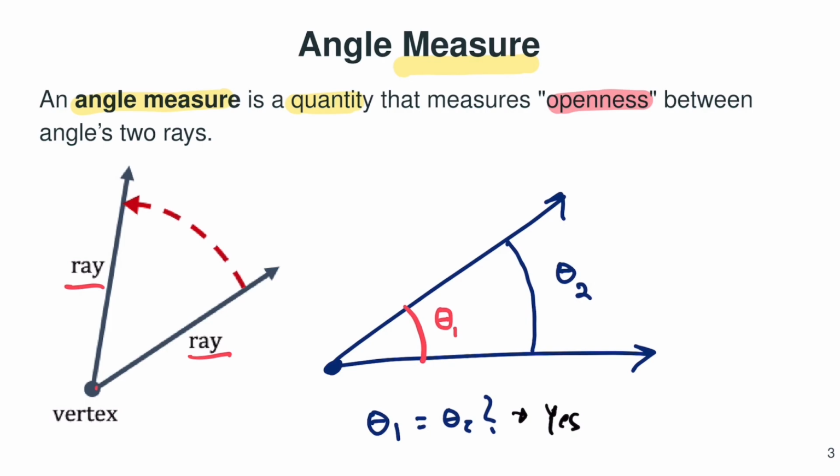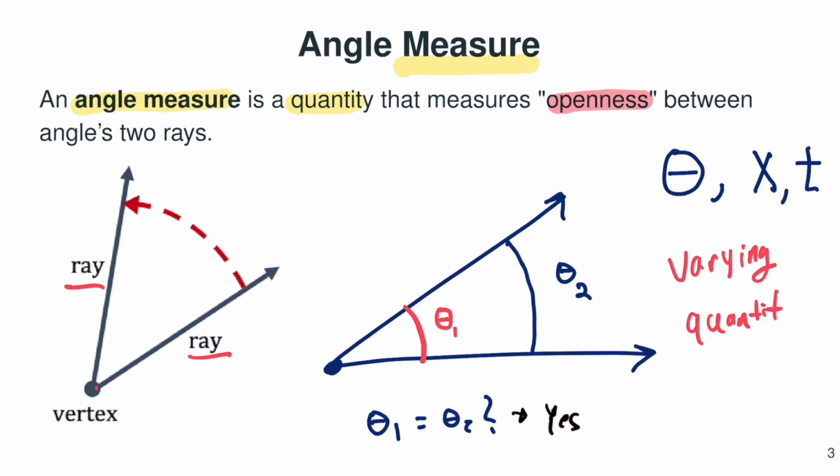And we'll talk more about this when we talk about how to measure angle. But just keep in mind that for now, we oftentimes use this notation theta. And sometimes we use x or t or any other letter you can imagine. But one important thing we need to understand about angle is that it's oftentimes the varying quantity, not always a fixed quantity. It changes. It's a varying quantity.